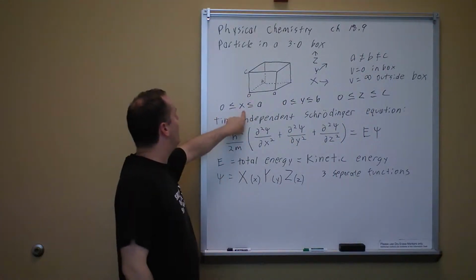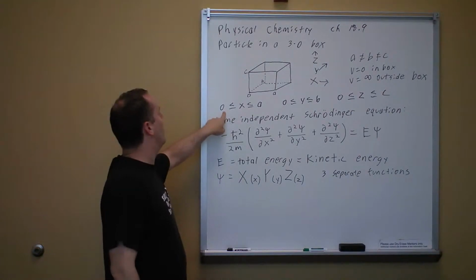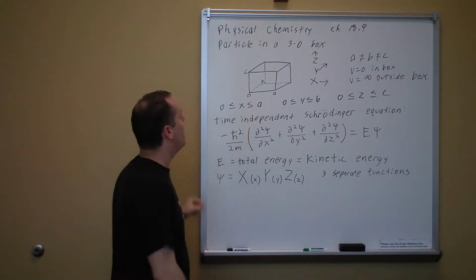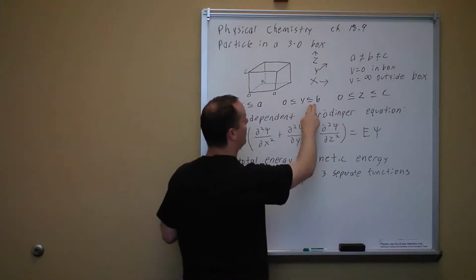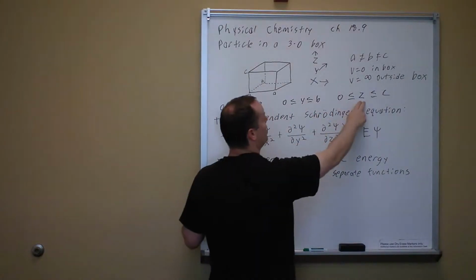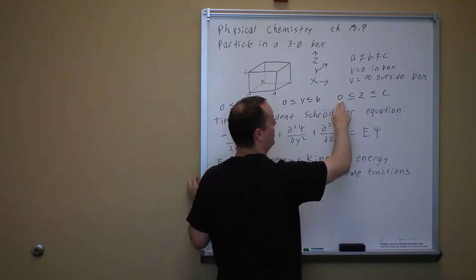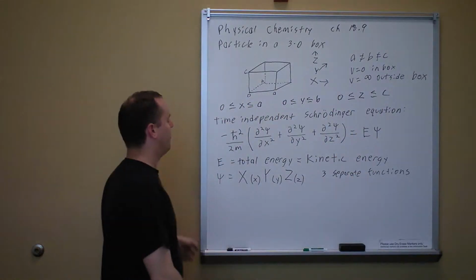And of course, a is also not equal to c, even though you can't really conclude that from there. Okay, so the x position of the particle is always going to be greater than or equal to 0 and less than or equal to a. And the y position is always greater than or equal to 0 and less than or equal to b. And then the z position is always greater than or equal to 0 and less than or equal to c.